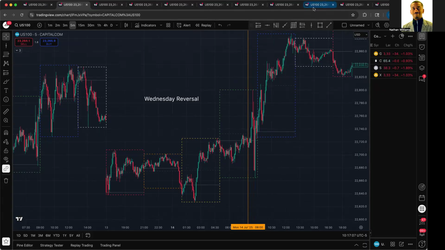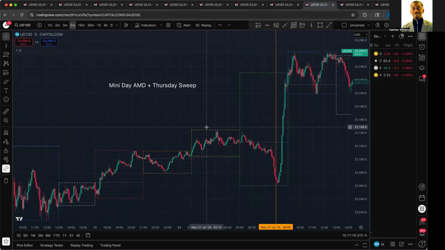All right. So these last 3 here are going to be bonuses. All right. These last 3 bonuses are going to be combination trades. All right. So I'll show you here. This is a mini day AMD plus Thursday sweep. All right. So you can see here, mini Tuesday traded inside of mini Monday's range. You can see here, mini Monday is still the high. We need to make a new high on mini Tuesday. So it traded inside of mini Monday's range. You can see mini Wednesday took the high, ran down to mini Thursday to take the low. All right, so here's our accumulation.